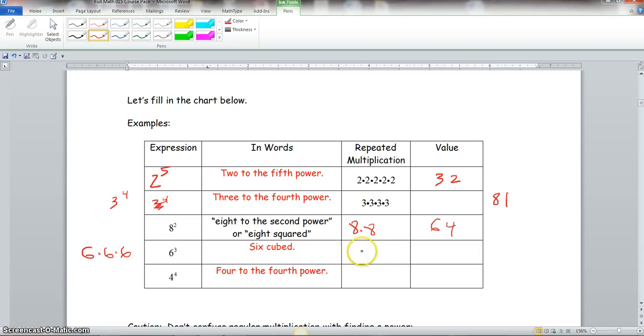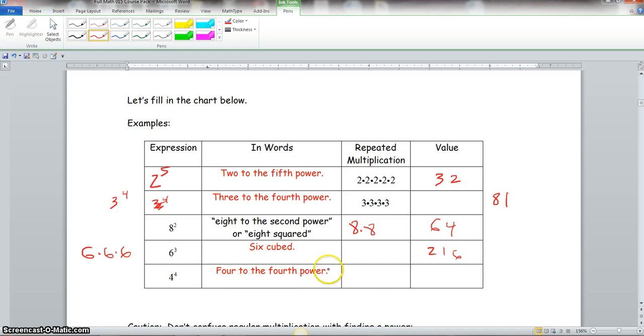Now this goes here. Now we multiply. 6 times 6 is 36, times 6 is 216. Now this 216, I'm going to see if I can write it here. Okay, this is 216. Now, down here we have 4 to the 4th power.